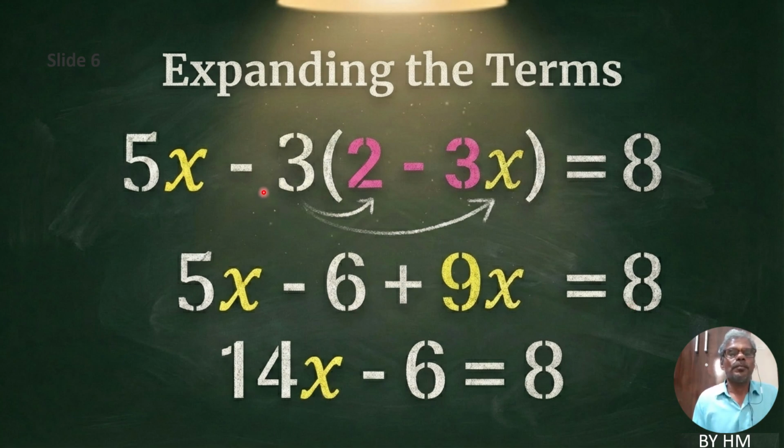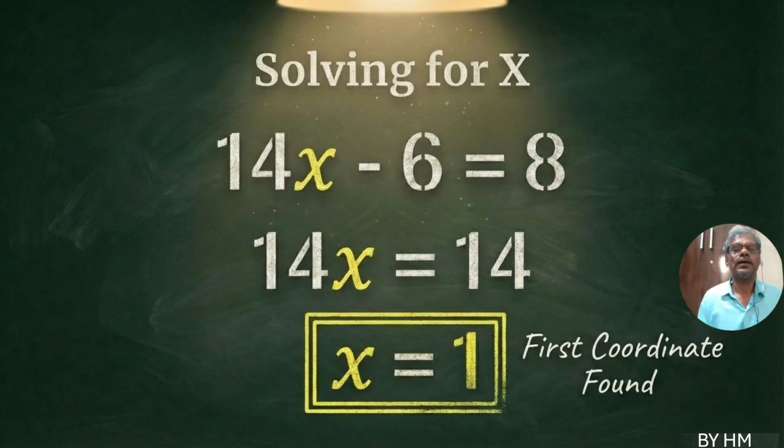How? Minus 3 into 2 gives minus 6. We know that when we multiply a negative term by a positive term, we get a negative term. Minus 3 into minus 3x, we get plus 9x. We also know that a minus term multiplied by a minus term gives a positive term. Solving this, we get 14x minus 6 is equal to 8, 14x is equal to 14, x is equal to 1.